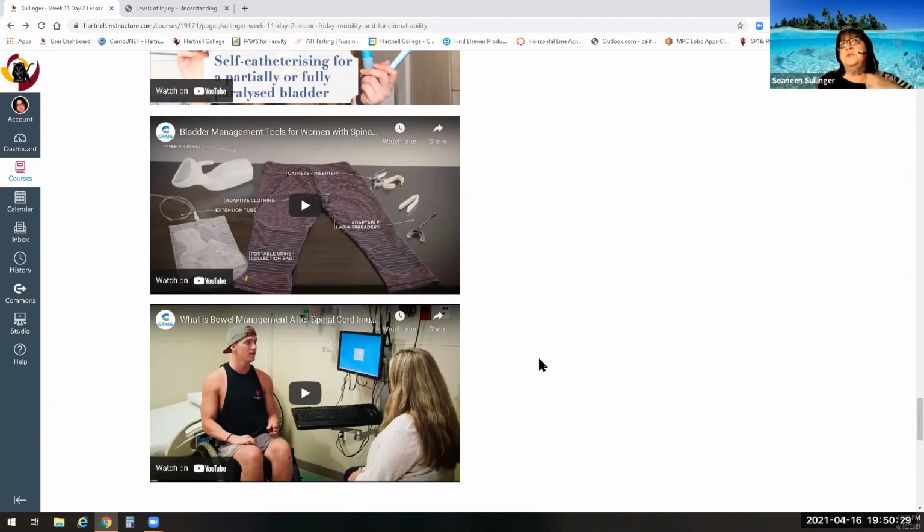So medication-wise, what can we use? What medications would they probably be taking to help with a bowel program? Laxatives, stool softeners. Yeah, stool softeners, probably Colace, maybe Miralax. Miralax is really good, something to help keep the stool soft.